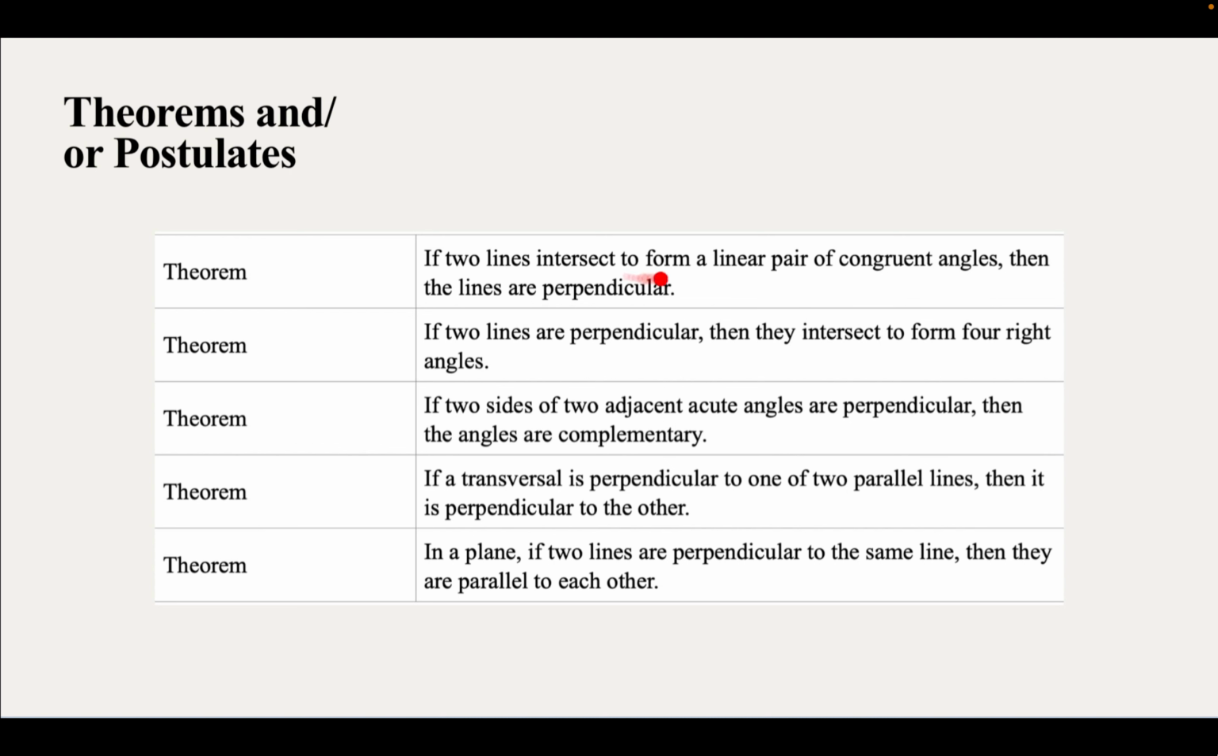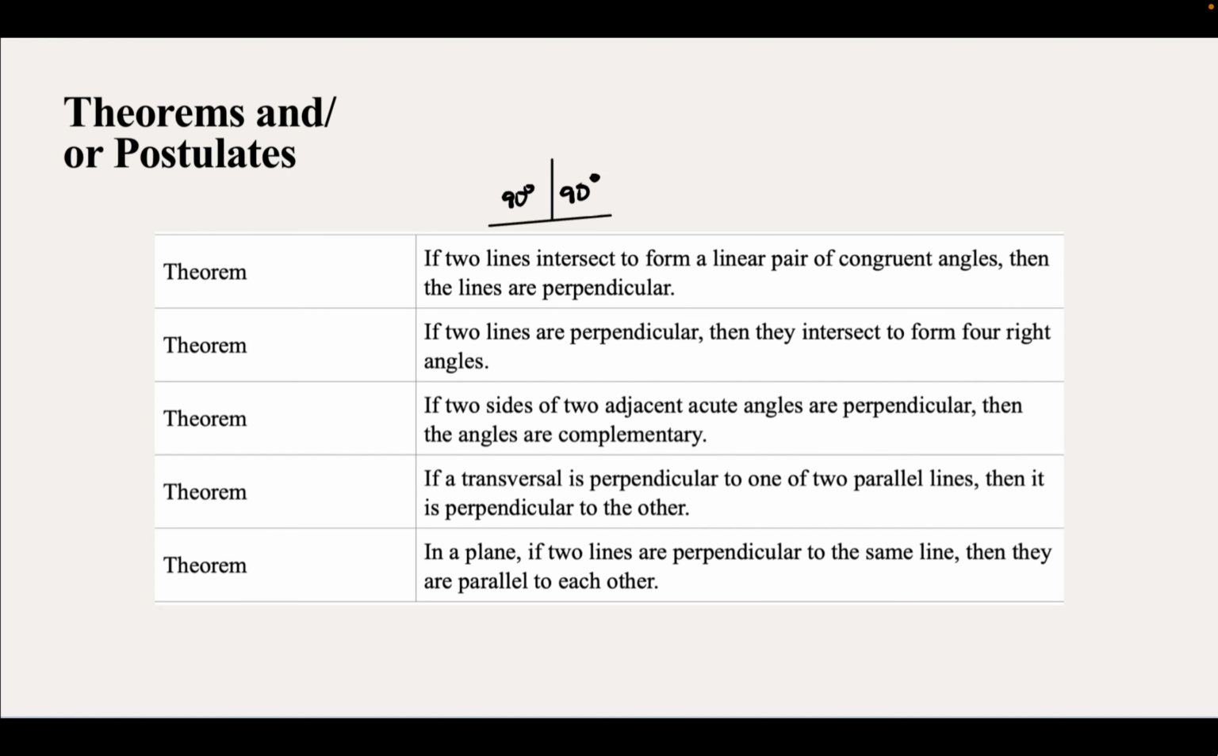If two lines intersect to form a linear pair of congruent angles, then the lines are perpendicular. Two lines that form a linear pair, so they're supplementary and they're congruent. What's the only way that angles could be supplementary and congruent? If they are both 90 degrees. So the lines are perpendicular if they are a linear pair of congruent angles.